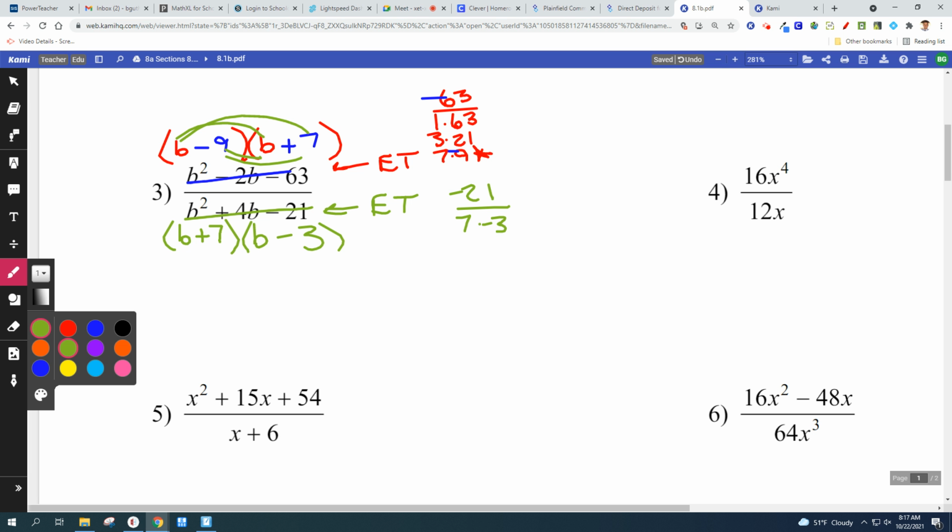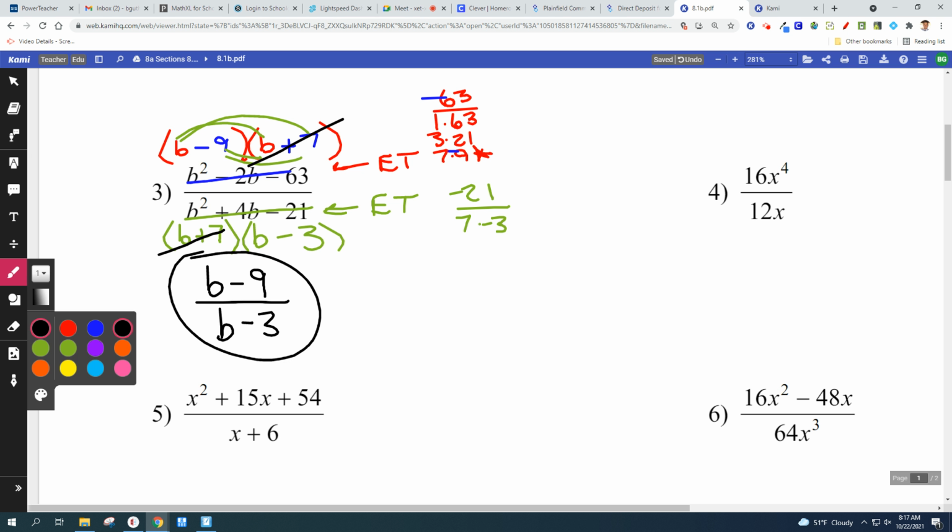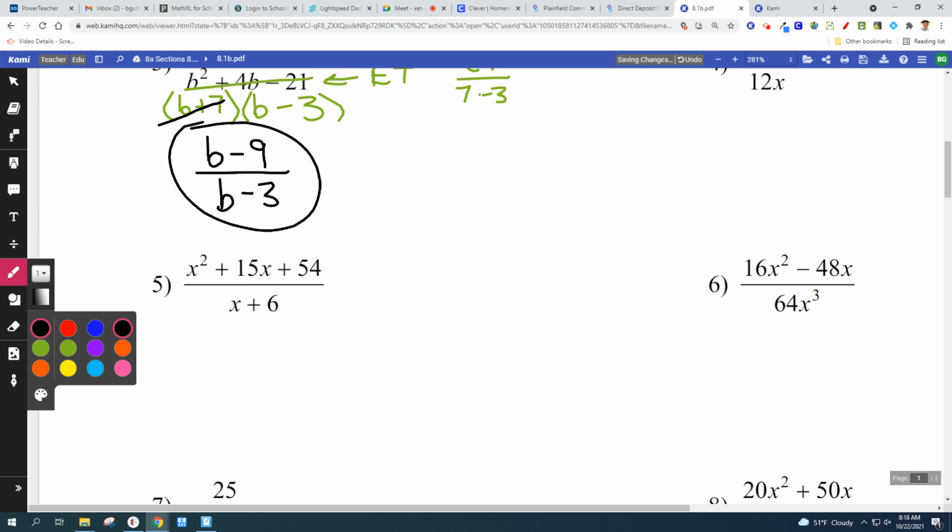And now we can cancel. Now we can reduce. We're talking about reducing common factors. Well, I see a common factor of b plus 7. And so that leaves me with b minus 9 over b minus 3. Now, can I reduce the 9 and the 3? Absolutely not. Can I cancel those 2 b's? Absolutely not. You cannot cancel something if it's being added or subtracted, only something that's being multiplied, only factors. This is your final reduced answer.